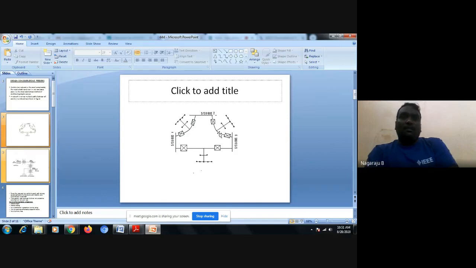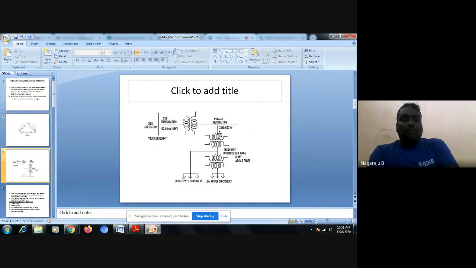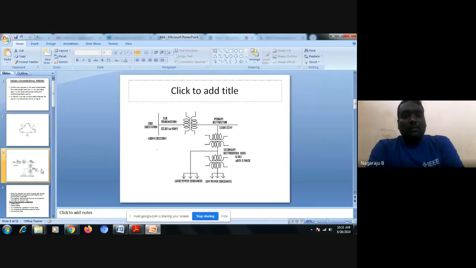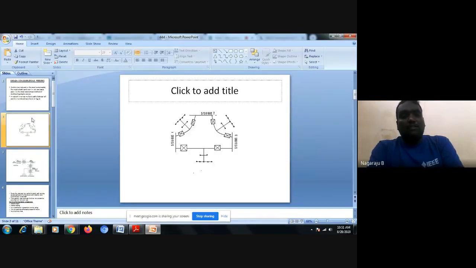But see, automatically there is a slight change in the connection. So when you see the radial type, this is the typical diagram of the primary distribution system and secondary distribution system from the substation. One bus bar is having this particular circuit, and another bus bar is also having this particular circuit. Those are interconnected.